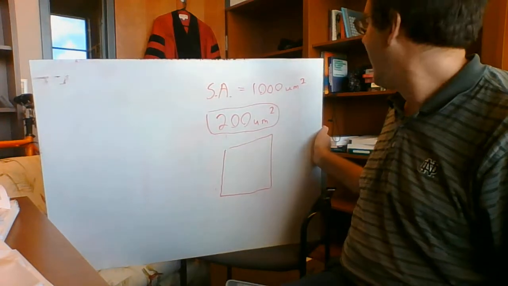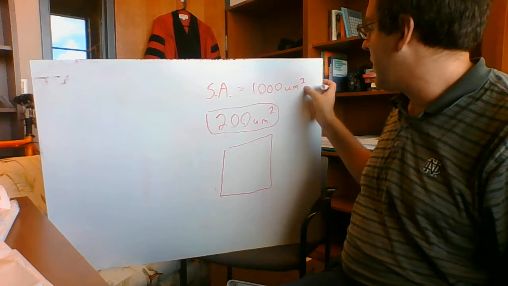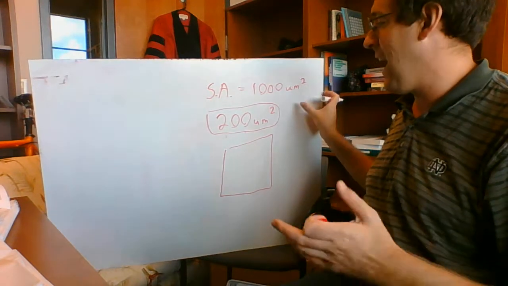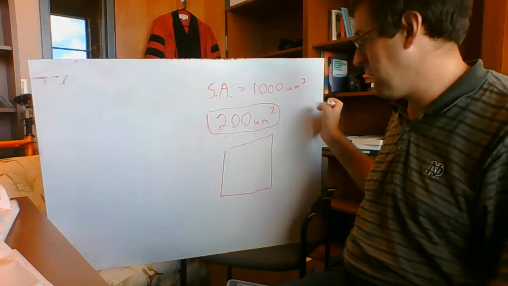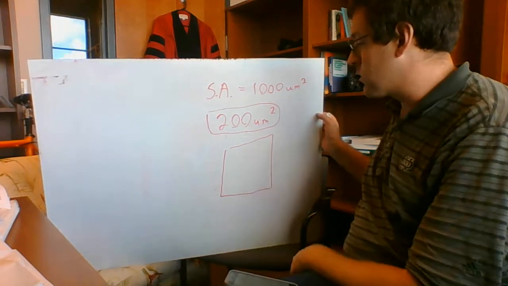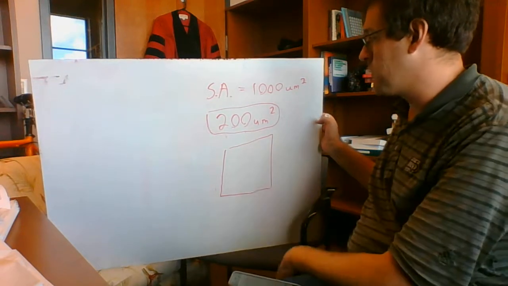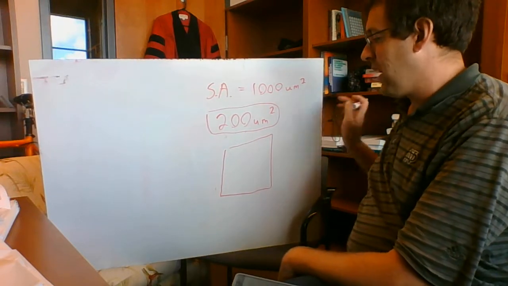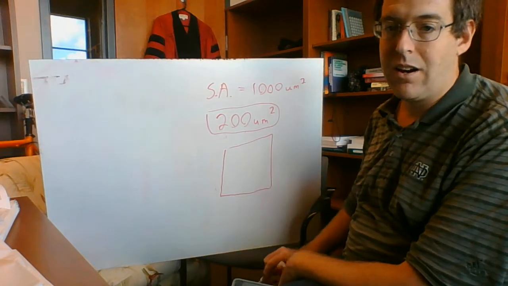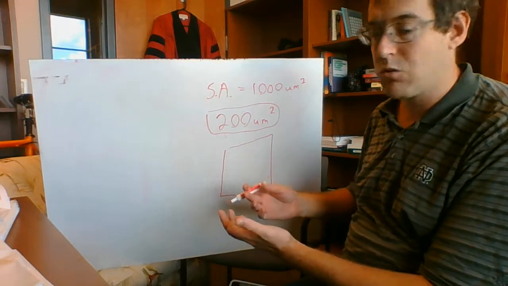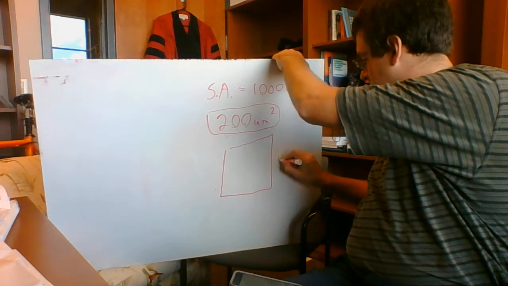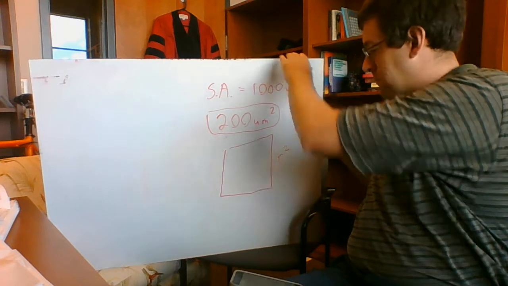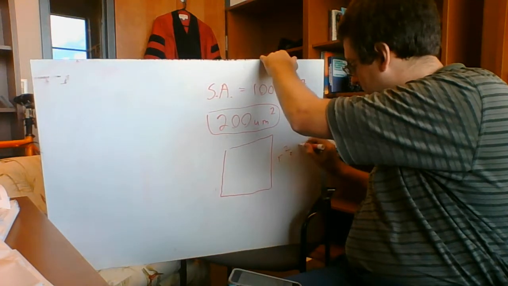All right, so it should be 1,000 micrometers squared and 200 micrometers squared, respectively. So if we have a square here that has a total area of 200 micrometers squared, the area of a square is the length of each side, r, squared basically.